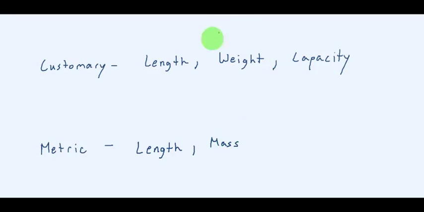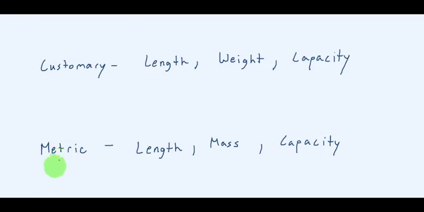So in school, what we typically say is if you're going to measure a person's weight on Earth and measure their weight on the moon, you're using customary units of measure. If you're going to measure a person's mass on the Earth and their mass on the moon, you're using the metric system, or metric units of measure. And you can also use the metric system to measure capacity.